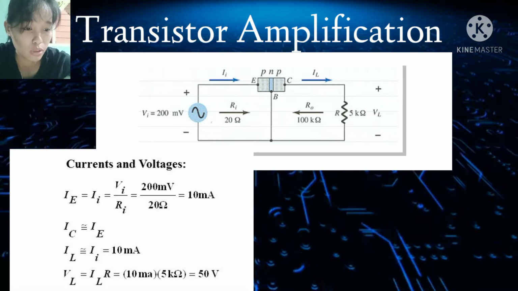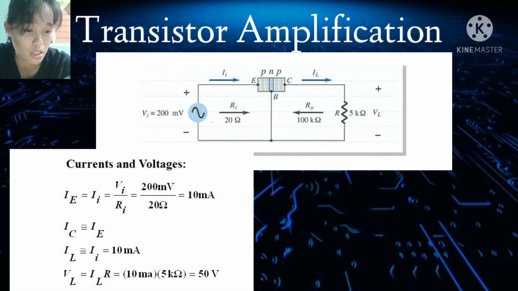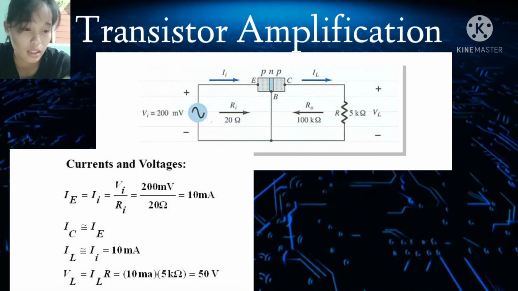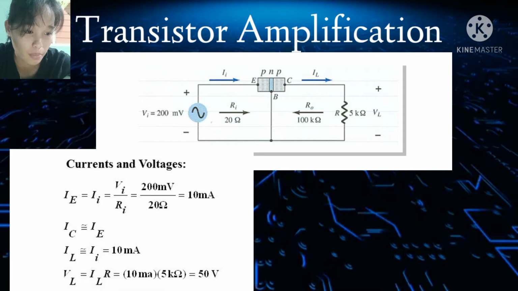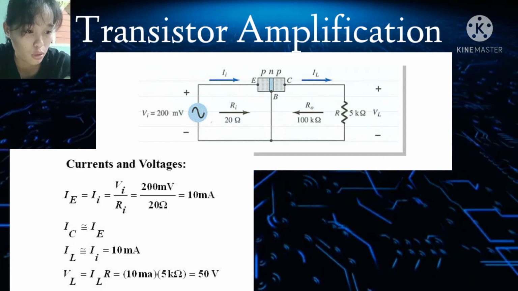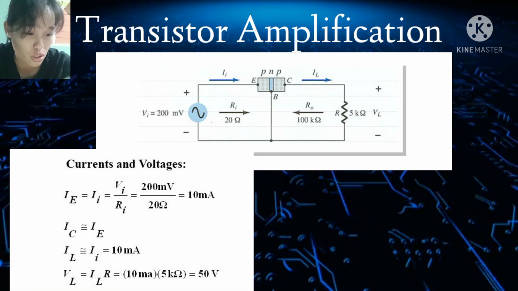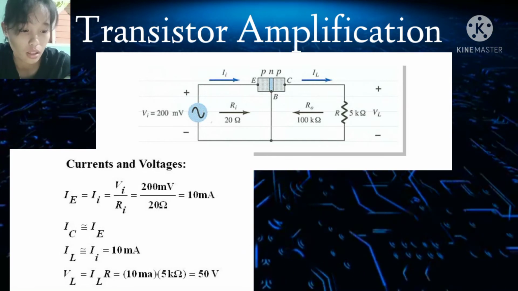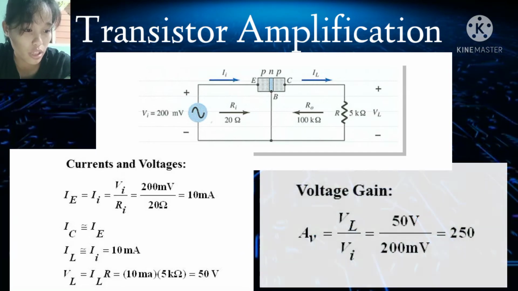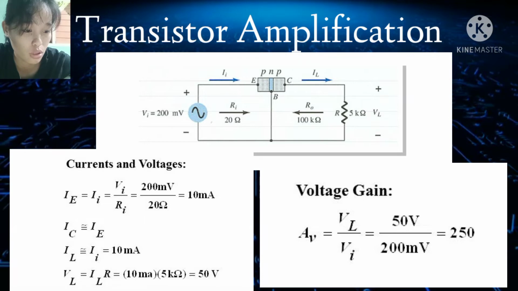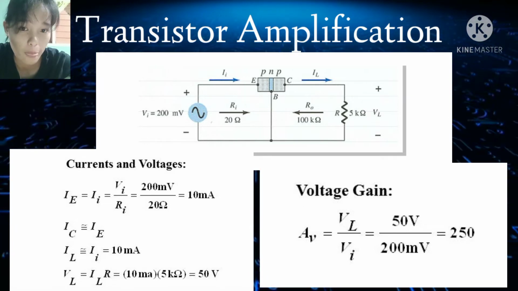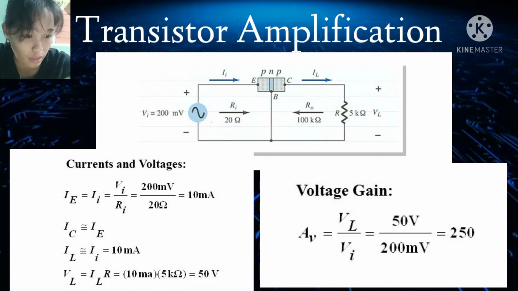To solve our leaving voltage, it is equivalent to the leaving current times the resistor. We know that our leaving current is equal to 10 milliamperes, which is multiplied by 5 kilo ohms, the resistor in the leaving voltage. Therefore our leaving voltage will be equal to 50 volts. And our voltage gain, to solve this, we are just going to divide our leaving voltage by the entering voltage.